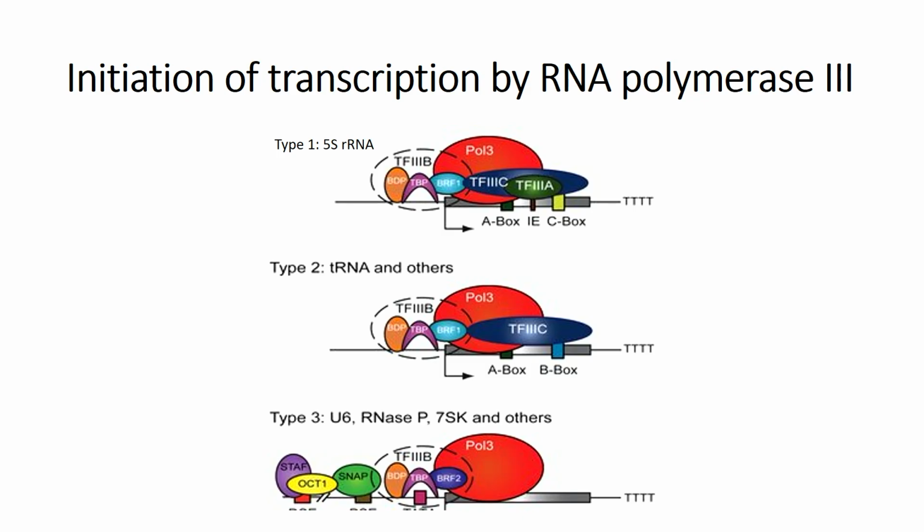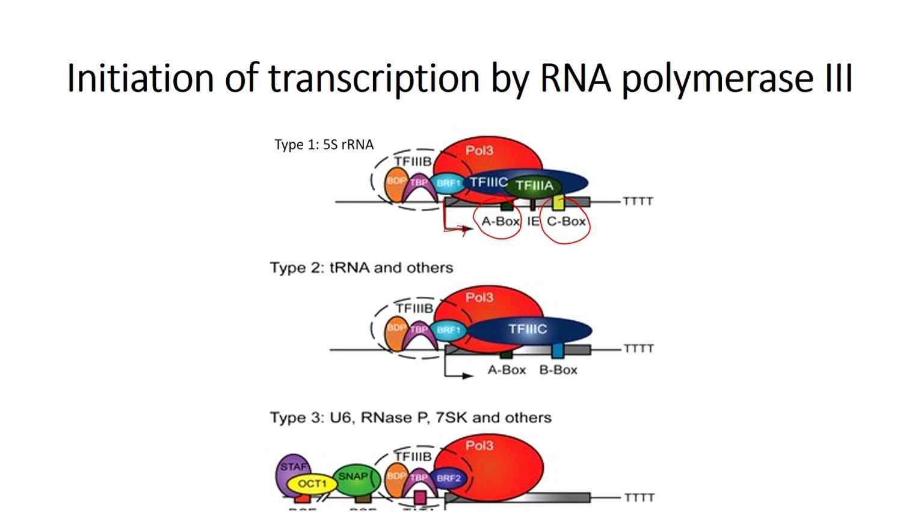So, type 1, that is for 5S ribosomal RNA, there are two boxes, box A and box C. That is very important. And do you know where these boxes are located? This is the transcription start site. These boxes are located in the downstream region, not in the upstream region. So, RNA polymerase 3 promoter is the downstream region promoter.